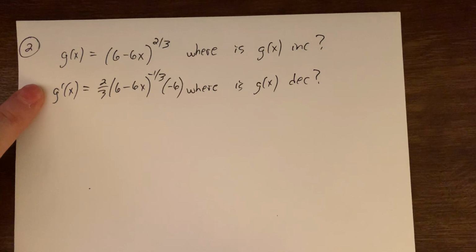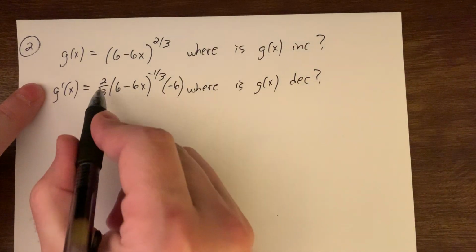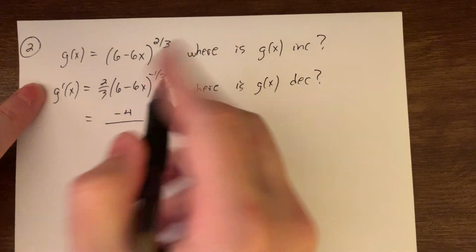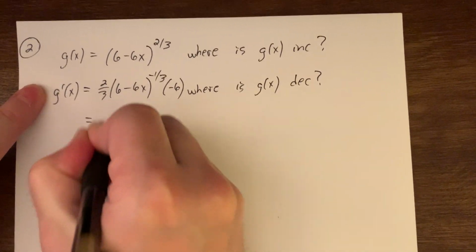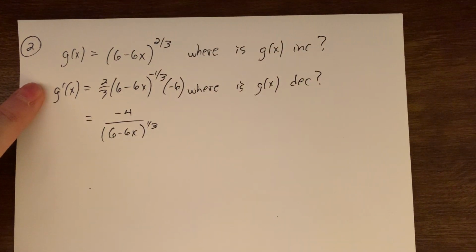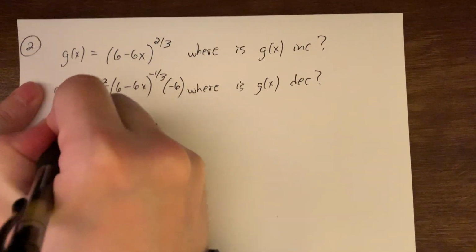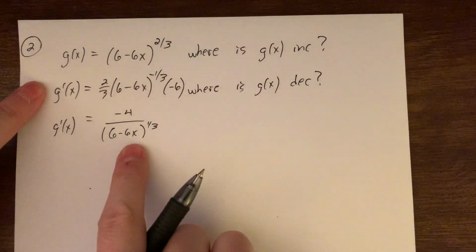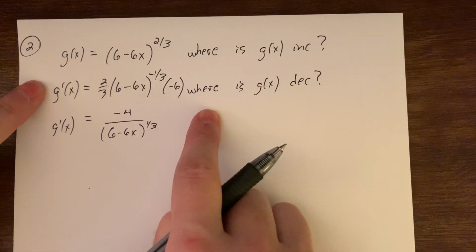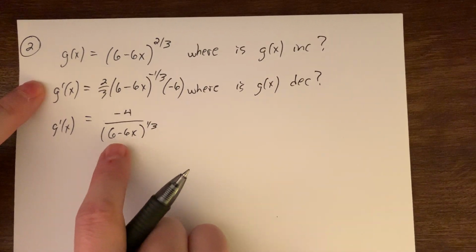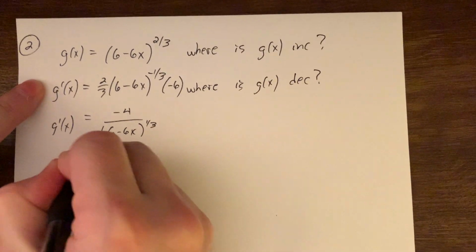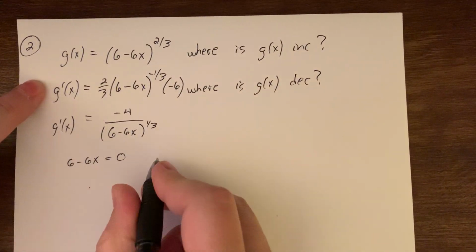So, took a good derivative. I'm going to clean it up a little bit. 2/3 times negative 6 will give me a negative 4. This negative exponent, I'm going to take that whole expression, move it to the denominator to make it a positive exponent. And now I'm going to find my critical values. Where does this derivative equal 0? Well, it's a fraction. Negative 4 doesn't equal 0. But then I also need to look at where the derivative doesn't exist. And this does have a denominator. So that'll get set equal to 0.